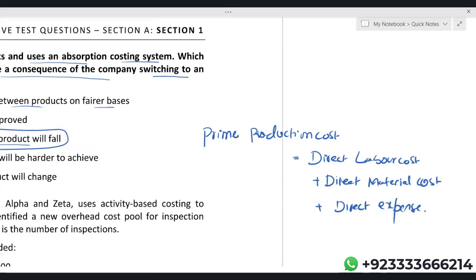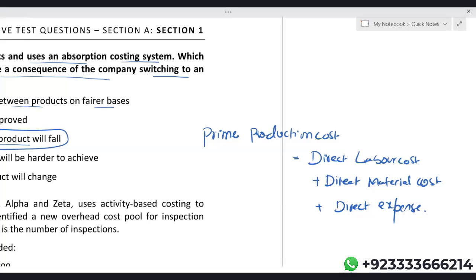So the direct labor cost will remain the same, either in absorption costing or ABC. Direct material cost will remain the same. Direct expense cost will remain the same. So the prime cost, the major cost, will remain the same. It has no impact. Under both costing methods, your prime production cost, another name for which is direct cost, will remain the same.